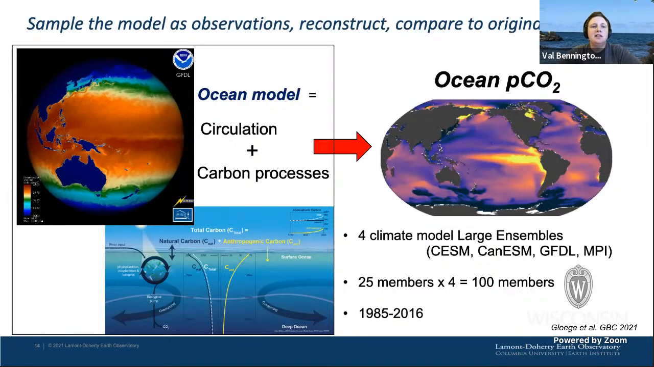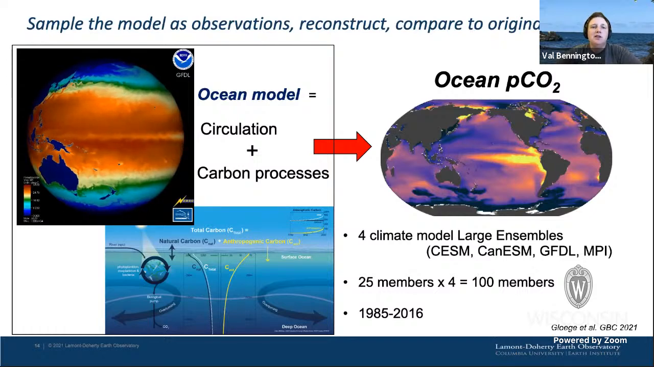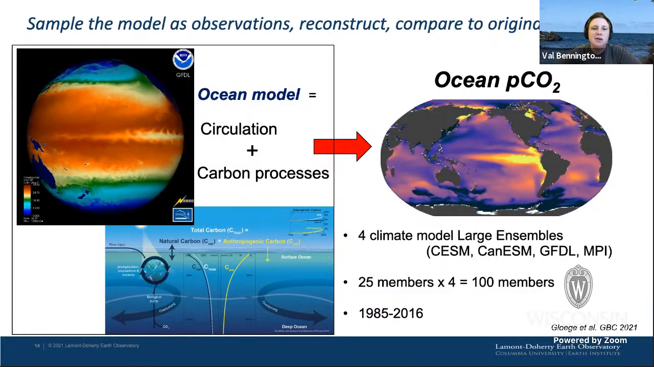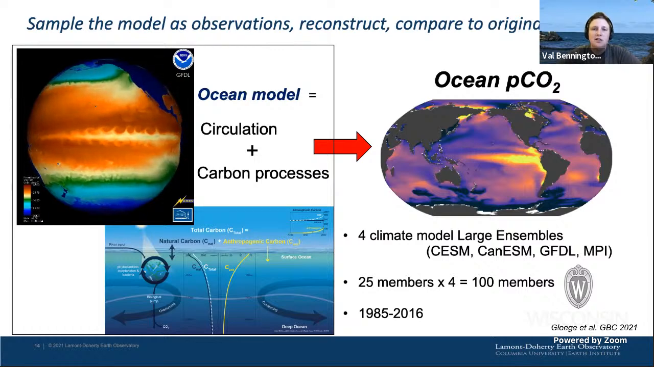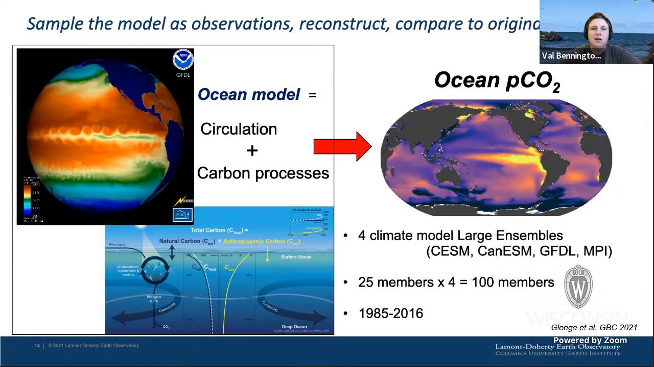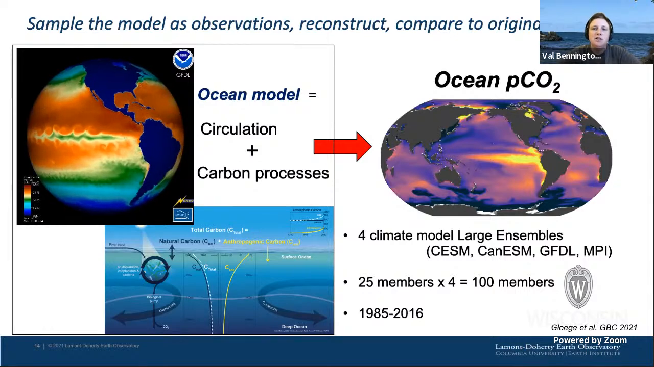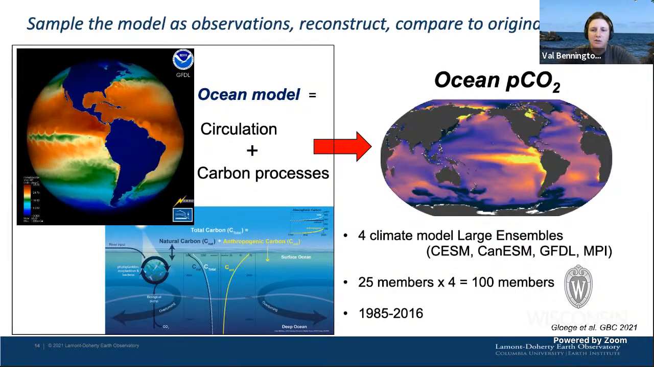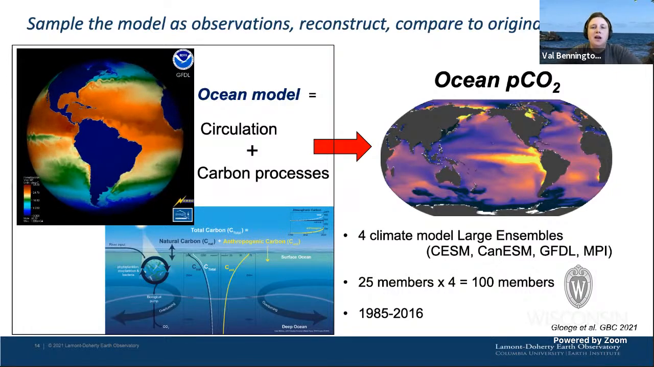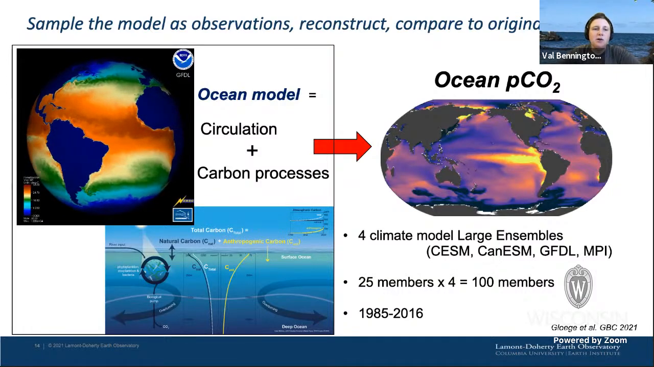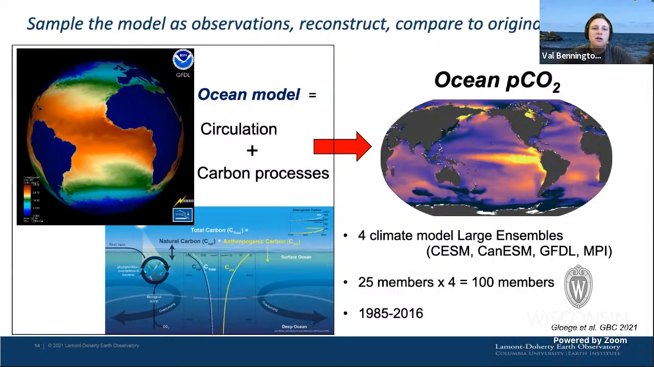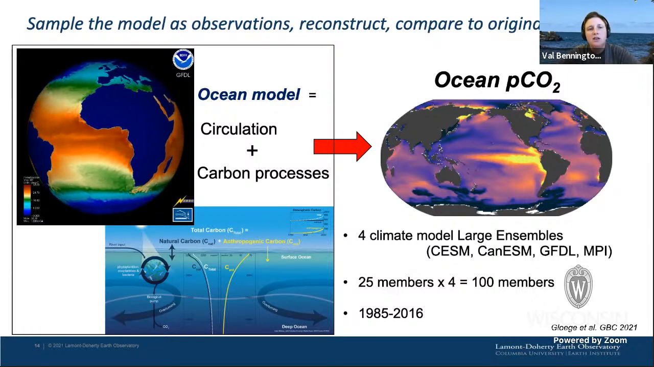So the idea is that within an individual model world, if we sample the model at the same time in the same locations that we have real world samples, and we train and build a machine learning based function or model based on those samples, and then reconstruct PCO2 everywhere using our machine learning approach, we can actually compare the machine learning results to the modeled PCO2, the true model PCO2 and the true model CO2 flux at all times and all locations.